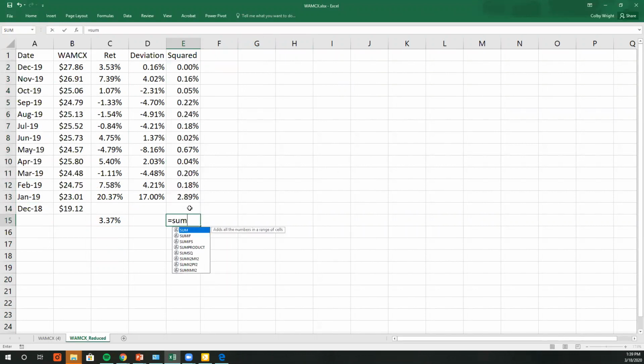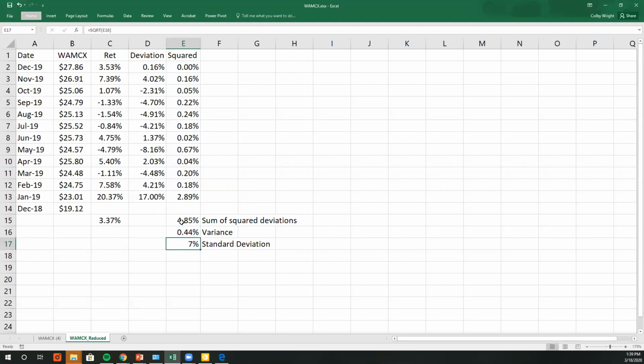Okay, and then we're going to add up all of those squared deviations, and then we're going to divide that by, notice that there are 12 return periods here. 1, 2, 3, 4, 5, 6, 7, 8, 9, 10, 11, 12. We're going to divide by n minus 1. So we do that, and that gives us variance, right? This is the sum of squared deviations. This is variance. So then to get standard deviation, we just take the square root of that.